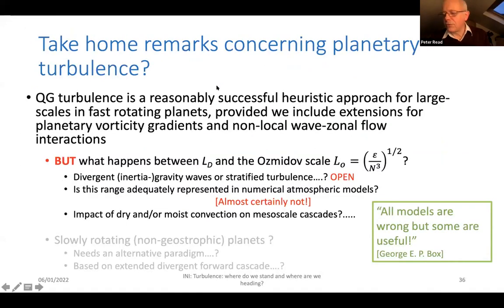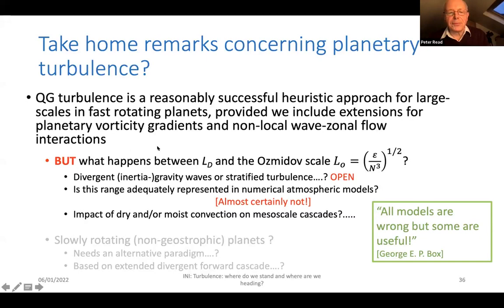So just to draw things to a conclusion, what I hope I've managed to convey is that we can still apply the semi-classical concept of quasi-geostrophic turbulence as a heuristic approach for characterizing large-scale flows in fast-rotating planets, provided we include these extensions for planetary vorticity gradients and the non-local wave-zonal flow interactions.